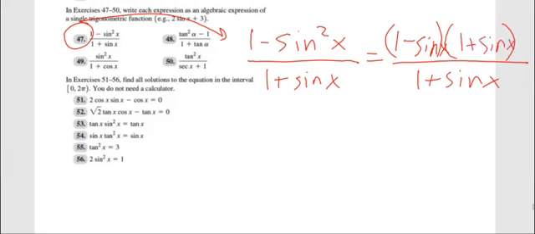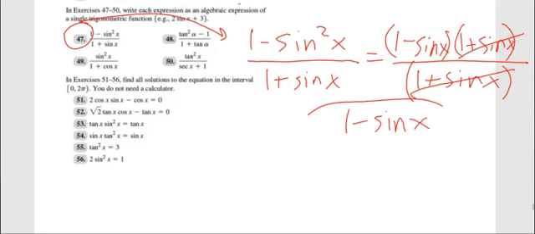Sorry, my sine x ran out of its own parenthesis. I wonder if I can erase that quickly. And new parentheses. Anything cancel out? 1 plus sine x, and there's your answer, 1 minus sine x.